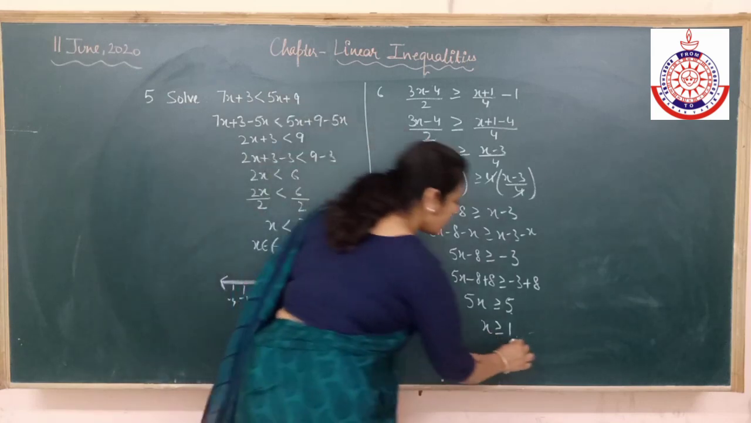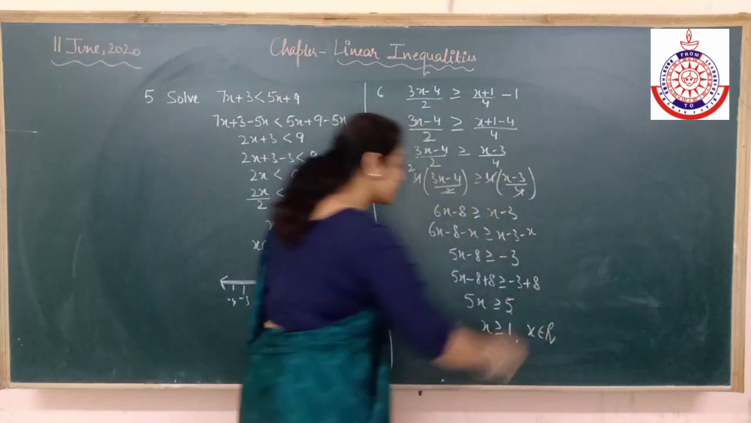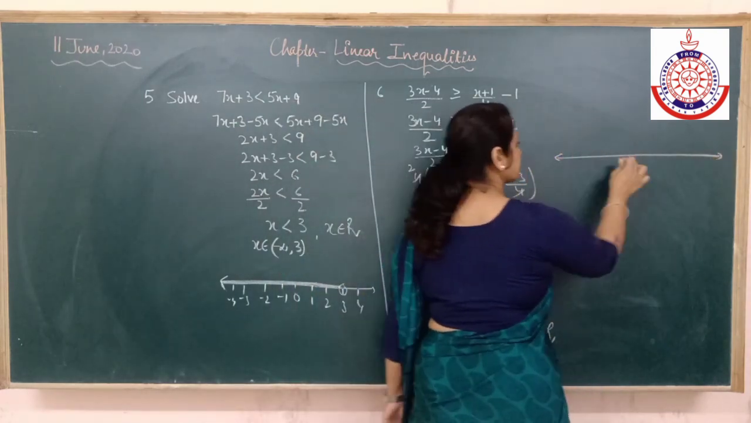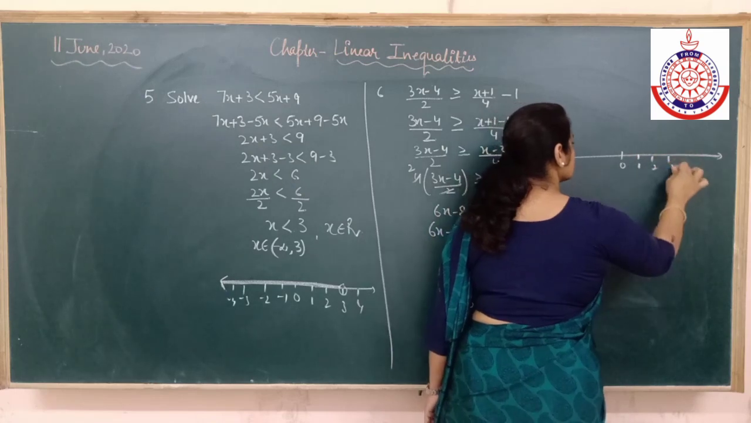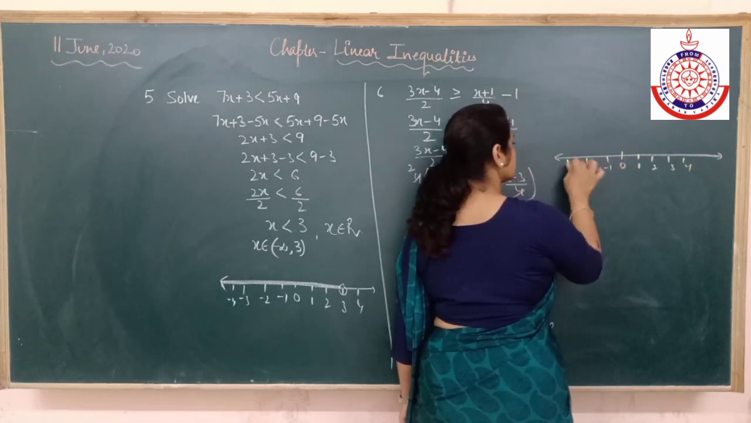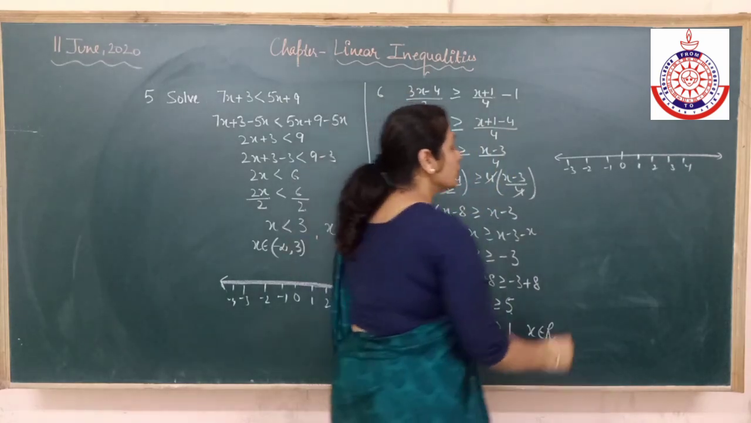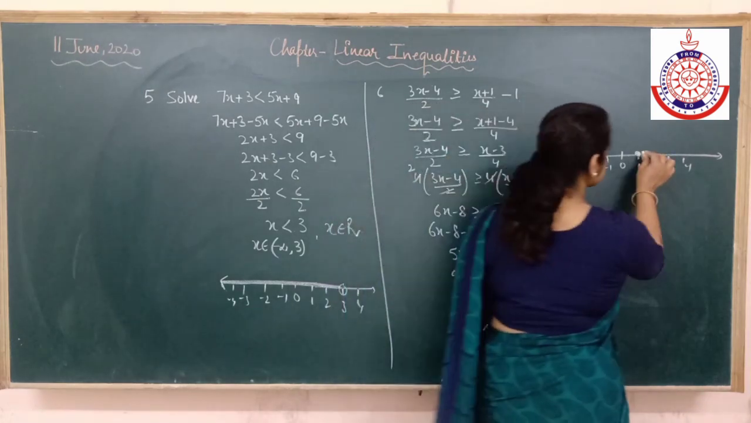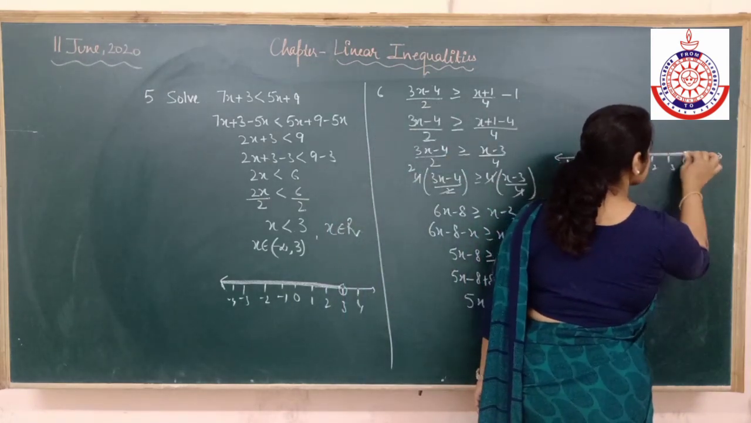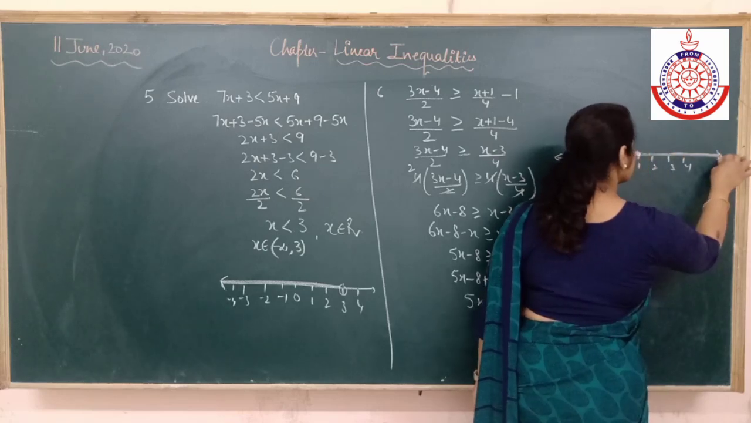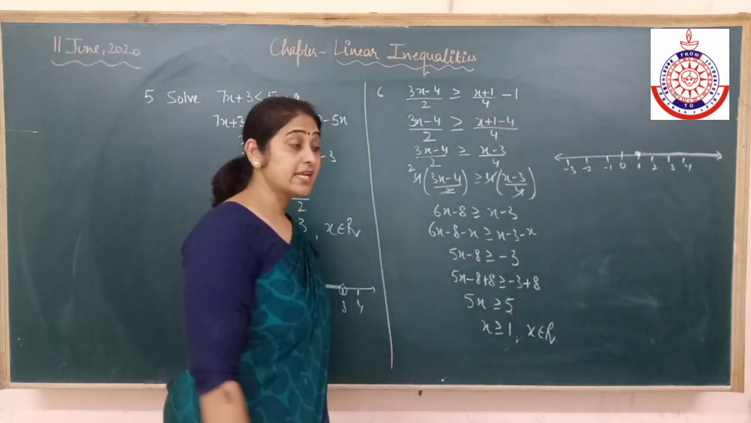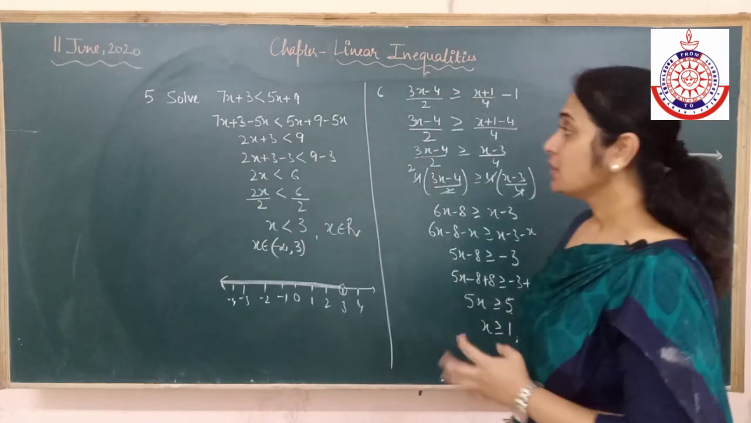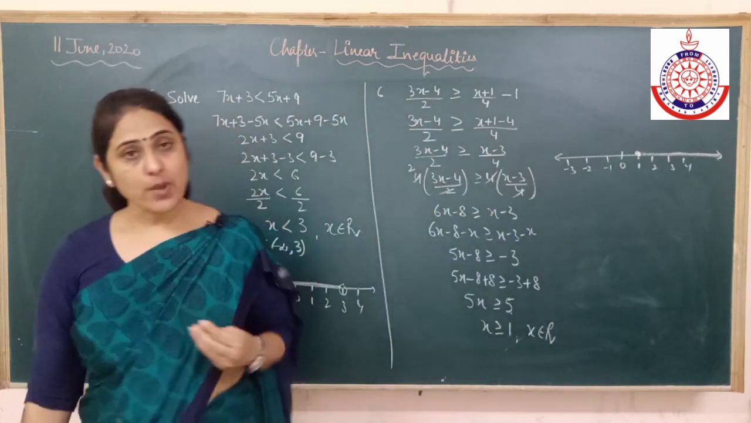That means all real numbers which are greater than and equals to 1. Let's solve it. Greater than equals to. It is equals to. So that's a dark circle. Moving this side. All the real numbers which are greater than and equals to 1, that we have done. Alright children, so these were the questions related to solution of linear inequalities.